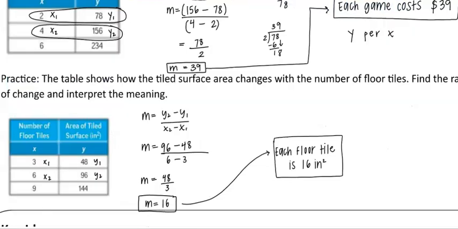Here's what your answer should be for this one. The rate of change is 16. And what that means is that each floor tile is 16 inches squared, or you could say it as 16 inches squared per floor tile. Remember, it's always y per x for rate of change.